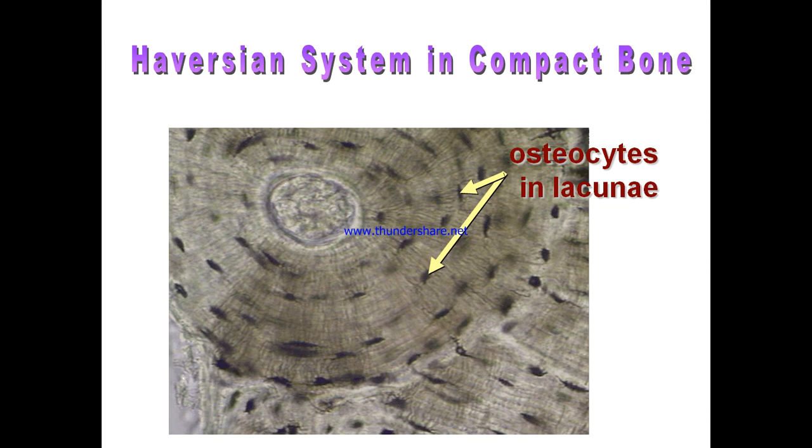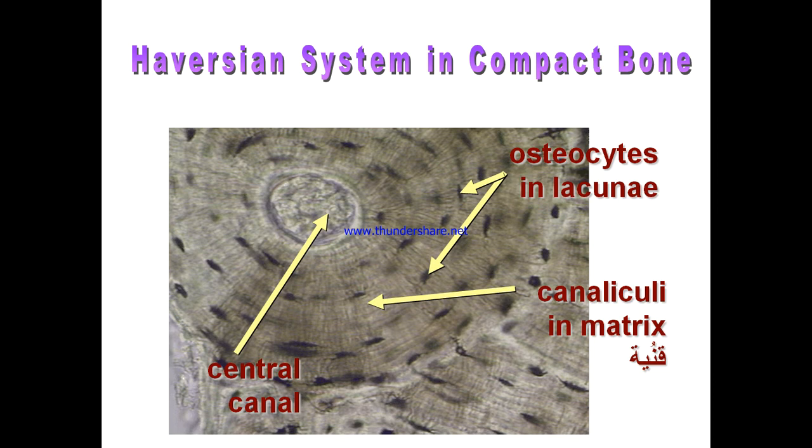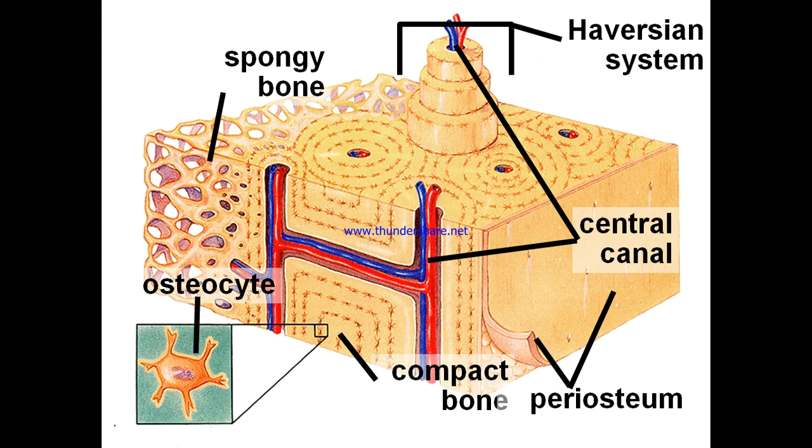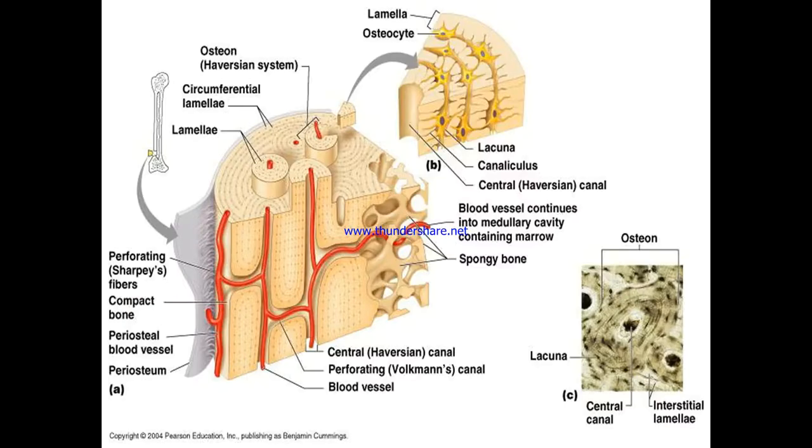This is osteocyte and lacunae. This is central canal or Haversian canal. Canaliculi in matrix. Also Haversian system. Sponge bone, and see the cavities. This is osteocyte and periosteum, which covers the bone from the outside. This is lamella, osteocyte.